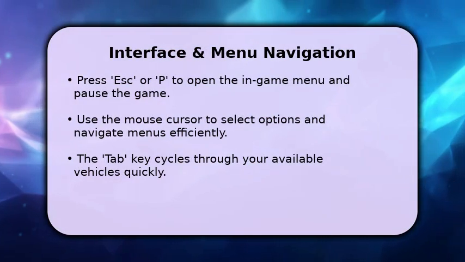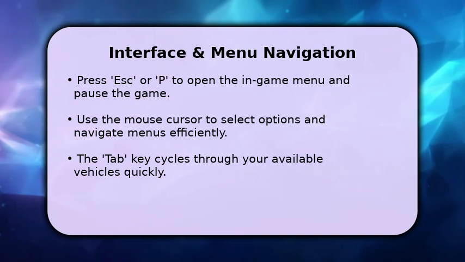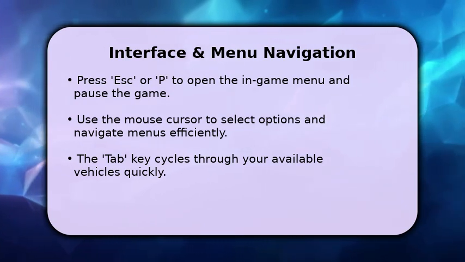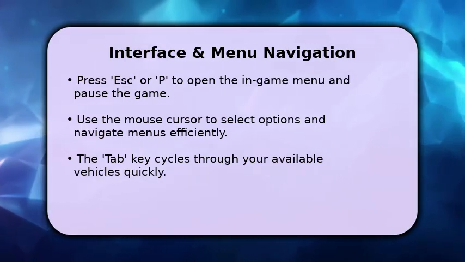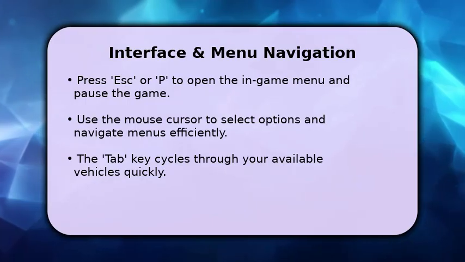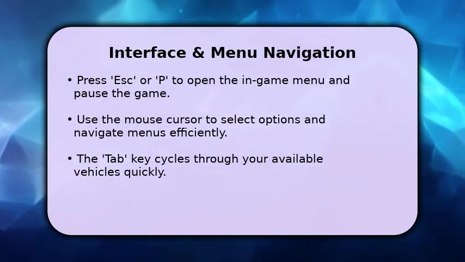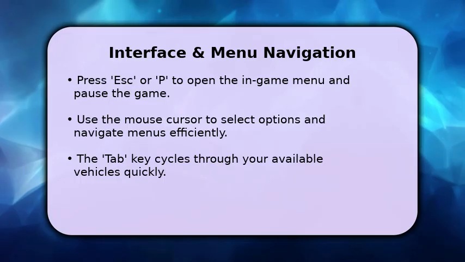Finally, let's talk about navigating the game's interface. To access the main menu, pause the game, or open the shop, press either the S key or the P key. Once in the menu, your mouse cursor becomes invaluable for selecting options, buying new equipment, and managing your farm.